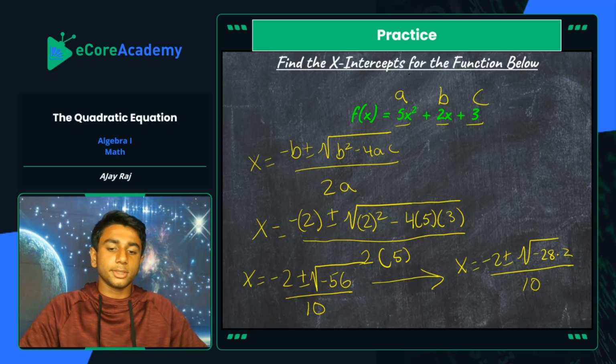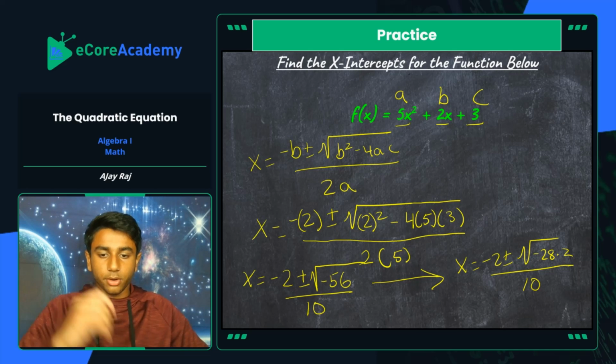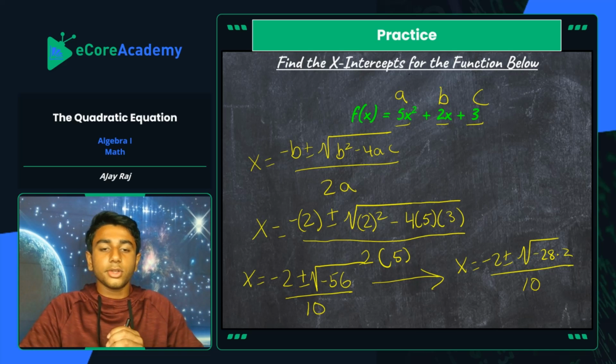I moved on to try and simplify what negative 56 was. However, there's no point in solving for this equation further because we know that there's going to be no solutions. This is going to be a square root of a negative, essentially, and that's not a physical reality. You cannot find the square root of a negative. So why do you need to simplify this?